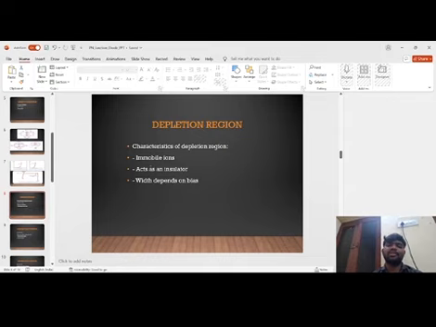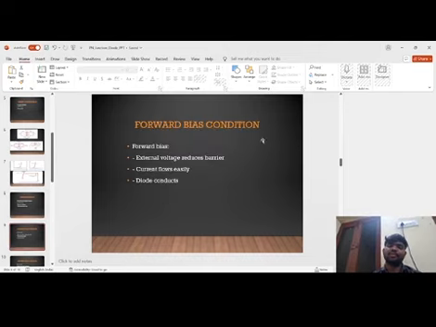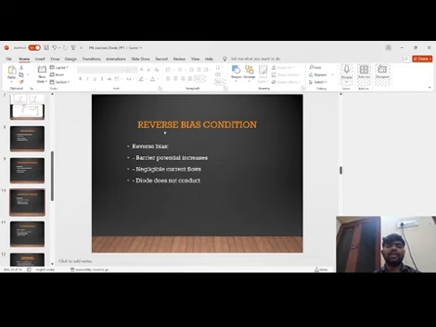Characteristics of depletion region. It has immobile ions, acts as an insulator, and its width depends upon the biasing. In forward bias, external voltage reduces the barrier, current flows easily, and the diode conducts. In reverse bias condition, the barrier potential increases, negligible current flows, and the diode does not conduct.